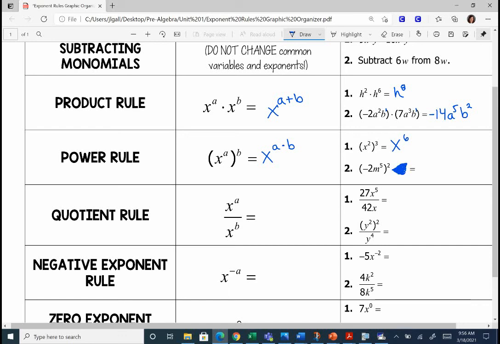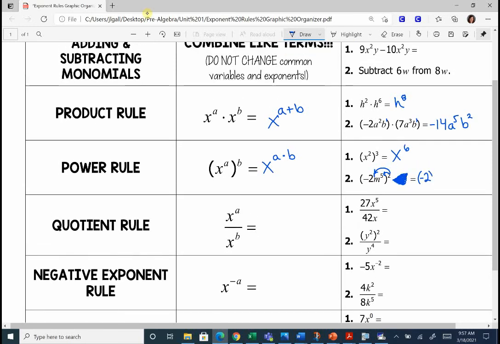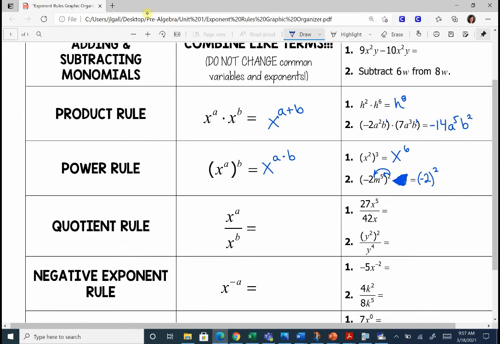What's the exponent for the negative 2? It's a 1, yeah. So our rule said we're going to multiply those exponents. So I need to do 2 times 1, and then I need to do 5 times 2. The 5 goes with the m and not the negative 2. So we've got negative 2 to the 2nd, and then we have m to the 10th.